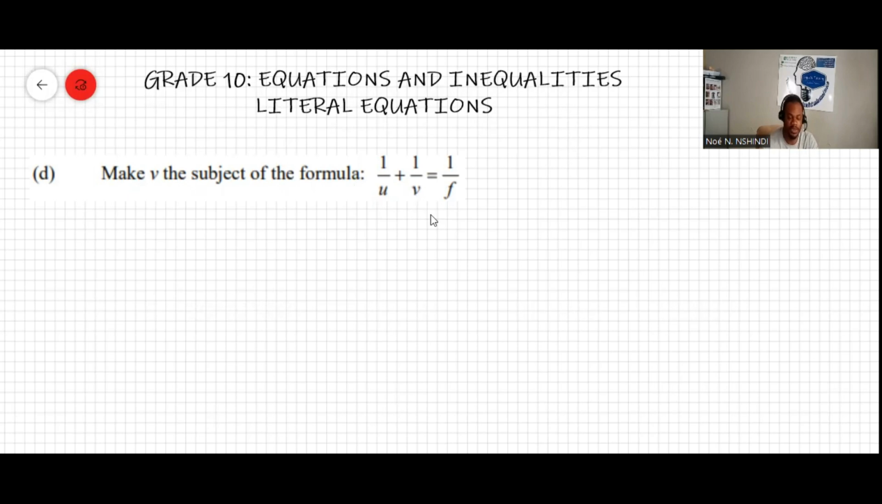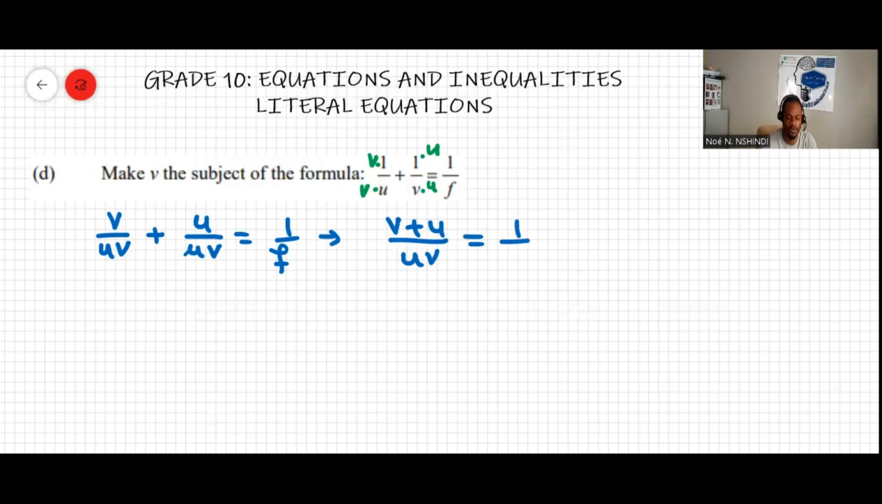Because they're fractions, let's write everything with a common denominator. Let's do it for one side only. Here I'll times by V, and there I times by U. So on this side, it will be V over UV plus U over UV, equal to 1 over F. So this would be V plus U over UV equal to 1 over F.